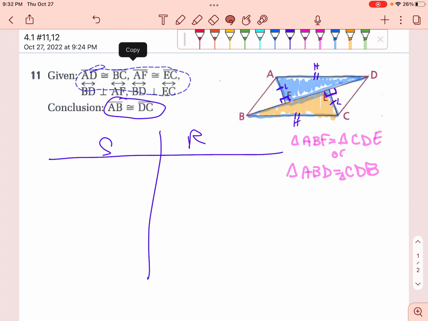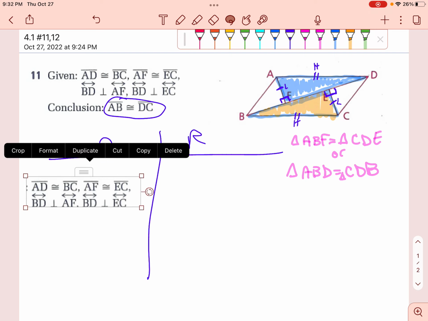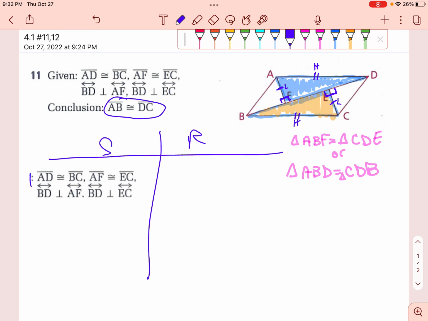And let's be super lazy. Step 1, given. Step 2, from that information, I can say that triangle ADF is equal to triangle CBE. And that is by hypotenuse leg.